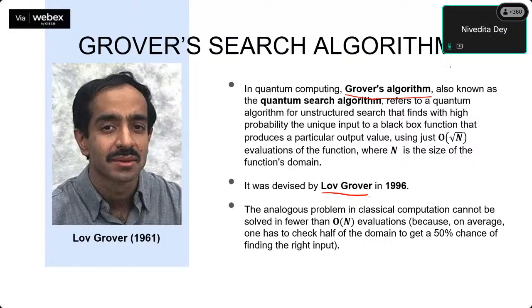So in quantum computing, Grover's algorithm, also known as the quantum search algorithm, refers to a quantum algorithm for unstructured search that finds with high probability the unique input to a black box function that produces a particular output value, in simple words, just returning the index, using only root over of n evaluations of the function. Now this is of course very tricky. There is a quantum function that we have to devise for that, but once we devise that, it is going to take order of root n time, where n is the size of the function's domain, meaning the total number of key elements that we have to search in order to get the desired output.